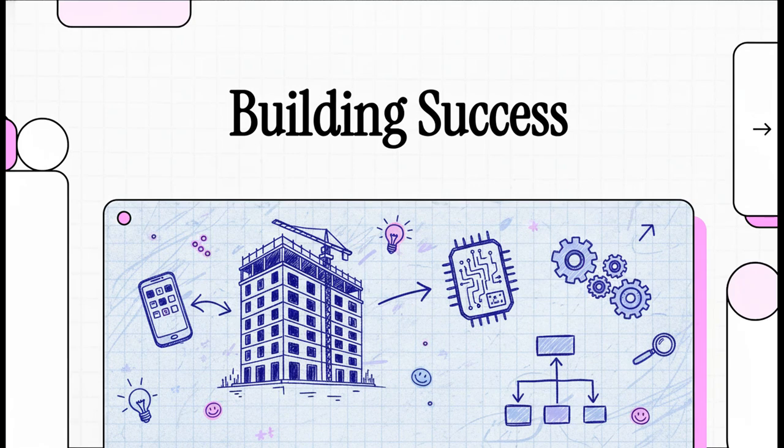Have you ever stopped to think about how the apps on your phone or those massive systems that run huge companies actually get built? It's not just some kind of magic, right? There's a real, structured process behind it all, a blueprint for success. And today, we're going to break down exactly how it works.